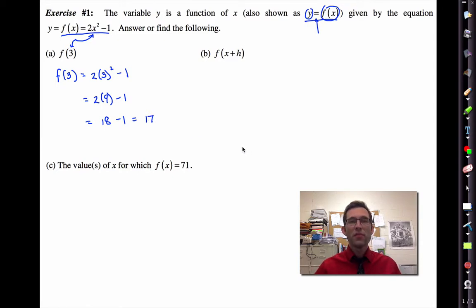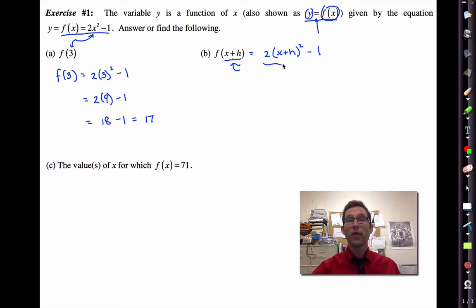Now, letter B is extremely, extremely important, okay? I don't care what's inside of this parentheses. I don't care how weird it looks, how strange it is. That needs to replace the input variable, and everything that's done to the input variable needs to be done to whatever is sitting inside of the parentheses. So, what's being done to the input variable? It's being squared. So that's the way we start.